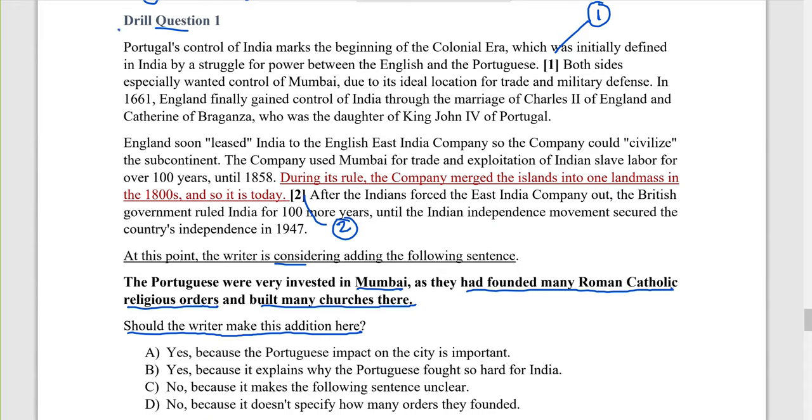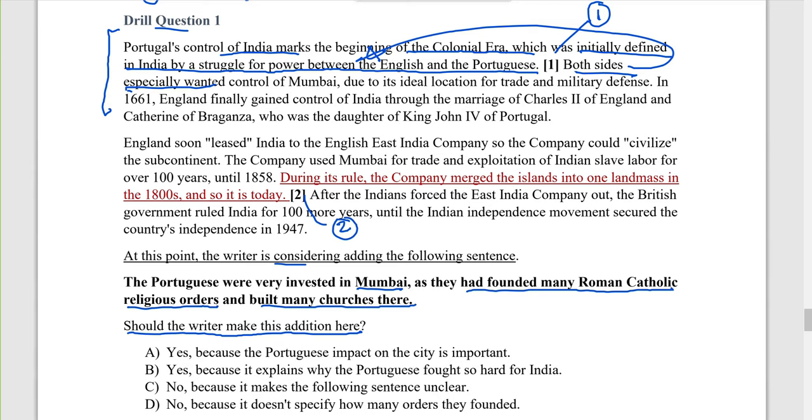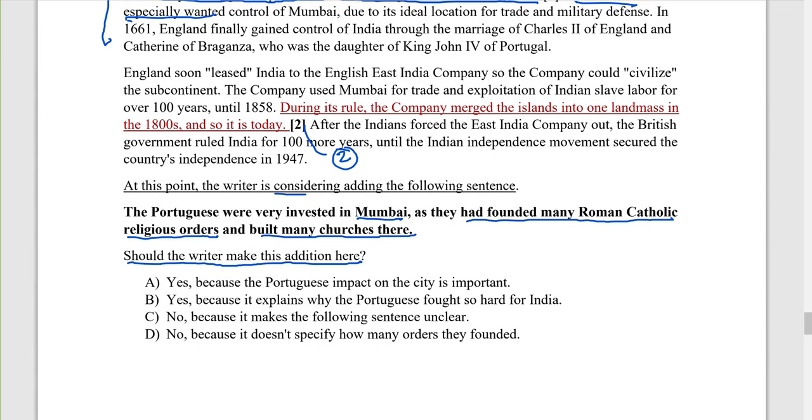I want you to start reading from the beginning till here. Start reading, please. Perfect. I like it. Look at this one. A sentence like that, when you see it, you don't have to go for the yes options, because we need to go for no's. So the Portuguese were very invested in Mumbai, as they founded many. Of course, it has nothing to do with this part. Portugal control in India marks the beginning of the colonial era, which was initially defined in India by a struggle for power between English and Portuguese. Both sides, of course, when you see here, both sides, you don't have to think that much. It's not the one. So we need to go for what? As you said, C. Thank you very much.